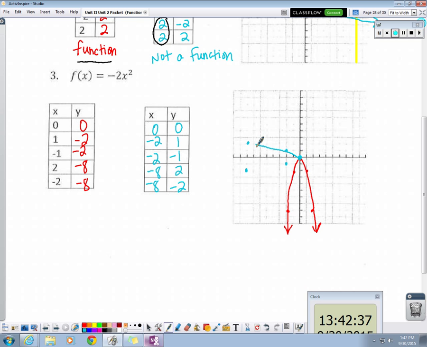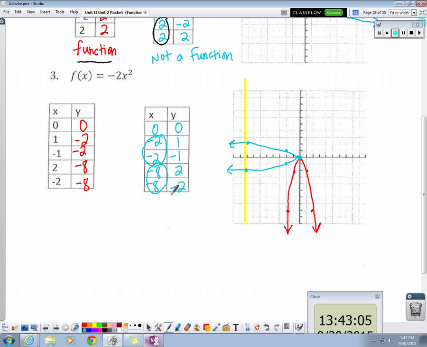Okay, so was the original one a function? Yes. Yes, it passes the vertical line test, and you see that there's no boys that cheat. There are no x values that have multiple y values. Okay? What about your inverse? Is it a function still? No, because we can see by the graph that it would fail the vertical line test. It crosses more than once, and we can see by the table that we have some cheaters.